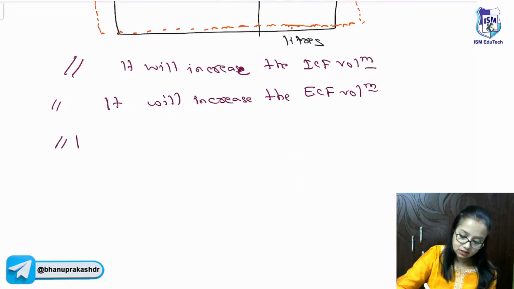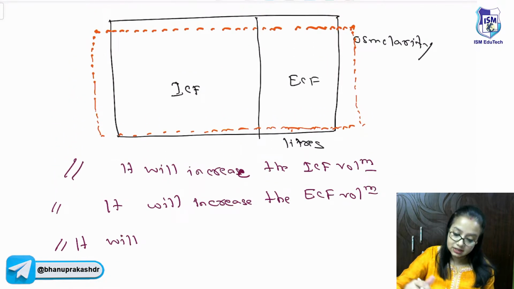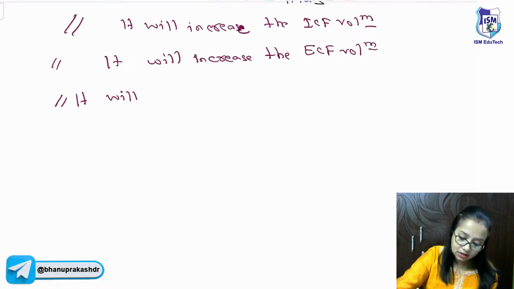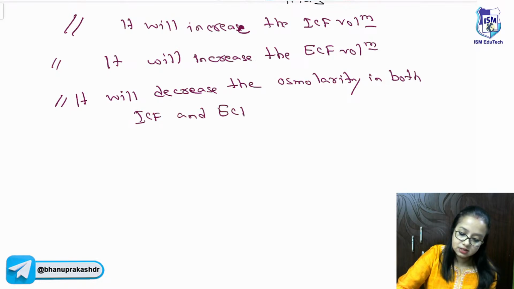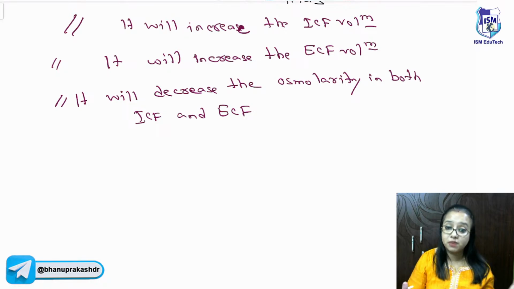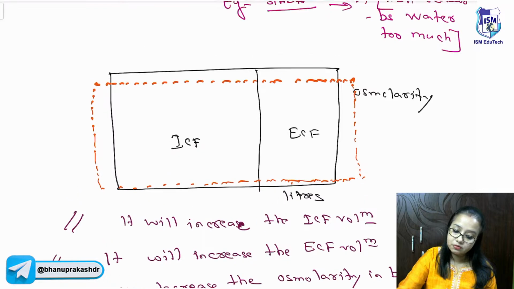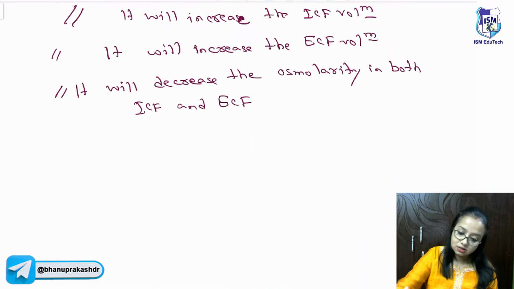Okay. And what it will do? It will decrease. See, the dotted lines have gone down. It will decrease the osmolarity in both ICF and ECF. So there will be volume expansion and decrease in the osmolarity. Okay. The opposite will happen if we lose hypotonic solution.